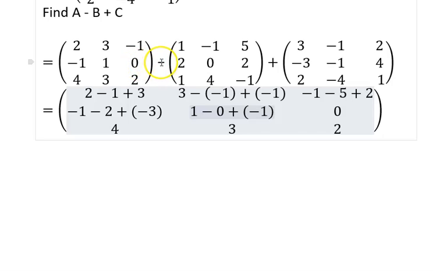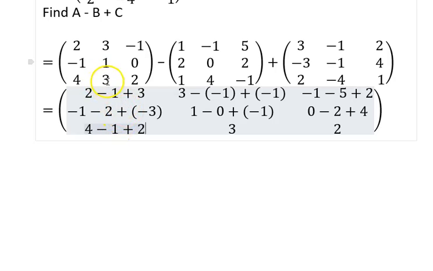0 minus 2 plus 4. Then down here, 4 minus 1 plus 2.